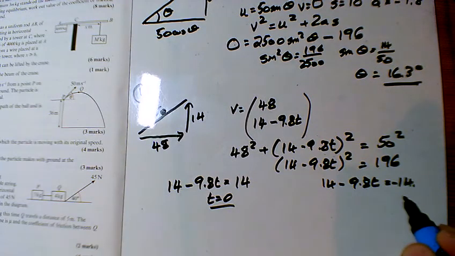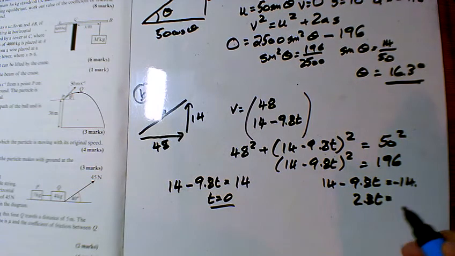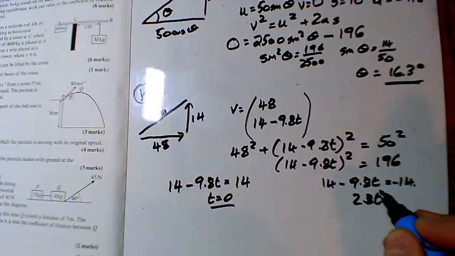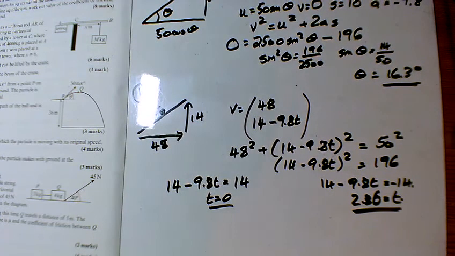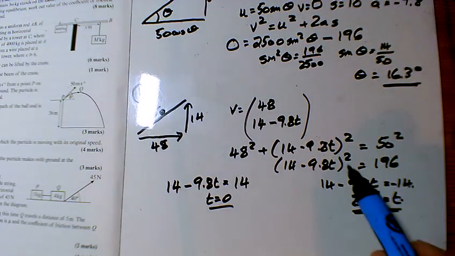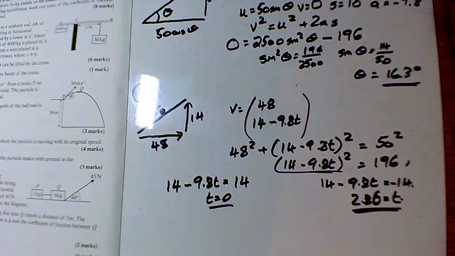So I've got 28 there divided by 9.8. So I've got, whoopsie, that's an 8. 2.86 is the second time it happens. Now, look, I square rooted both sides. Clearly, you could have multiplied out the bracket and solved the quadratic, but I just square rooted.